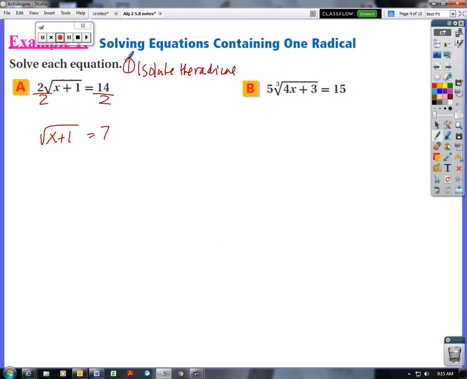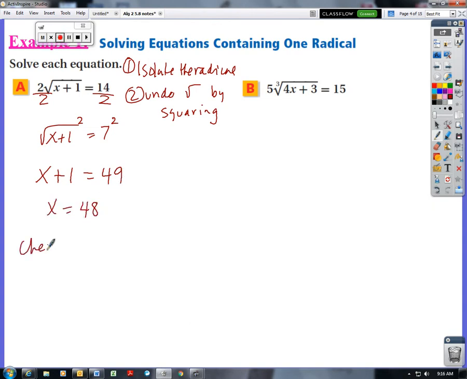Then undo the radical, since a square undoes a square root. So the second step is to undo the square root by squaring. So I'm going to square both sides. And then the squaring undoes the square root. The square root's gone. I think of it as lifting off like a roof. Think of this as the roof, and the square undoes it, takes it away. 7 squared is 49, and then subtract 1 from both sides, and you get 48.